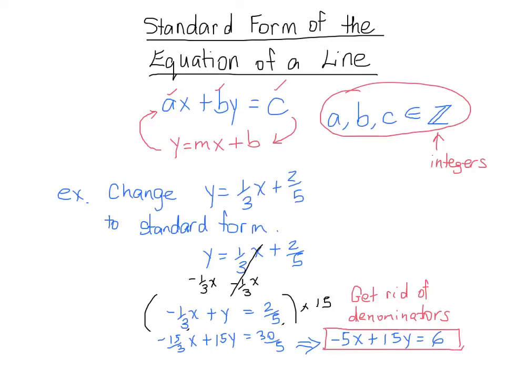You may be wondering, why would anyone want it to be in standard form when slope-intercept form tells us so much more information? True, I agree. Standard form tells you a little bit more about your x and y intercepts, but we'll discuss that later. What I now want to do, though, is talk about how we get something to go back from standard form to slope-intercept form. So stay tuned.